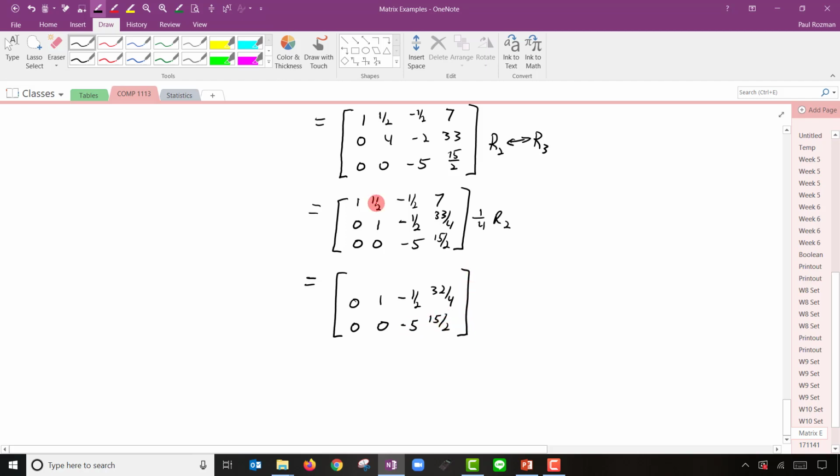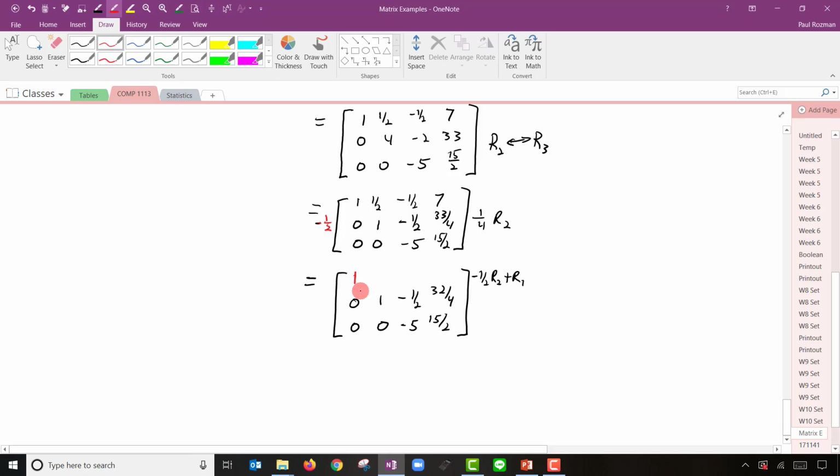And now we're going to try to go after this 1/2 here. To get rid of that, it'll be -1/2 times row 2, and then we'll add that back to row 1. So I put my little note out here. I'm going to multiply by -1/2. So -1/2 times 0 is 0, and then I add that to 1, and this remains a 1.